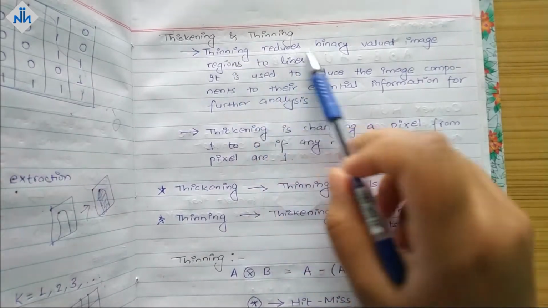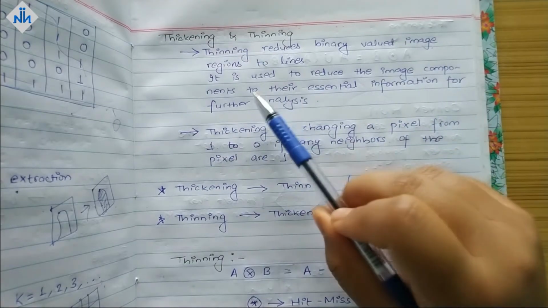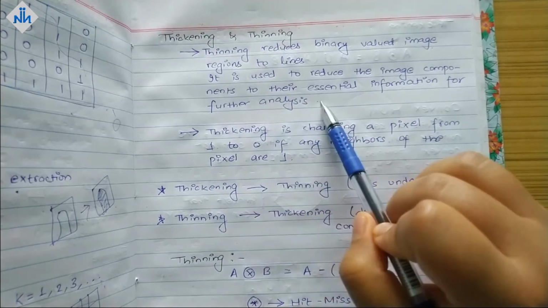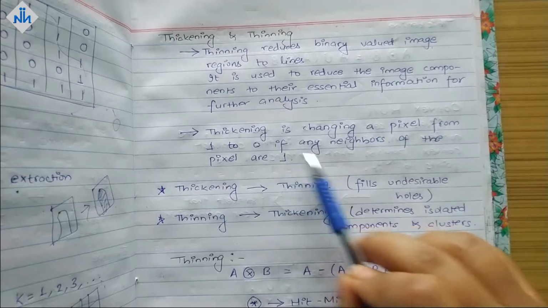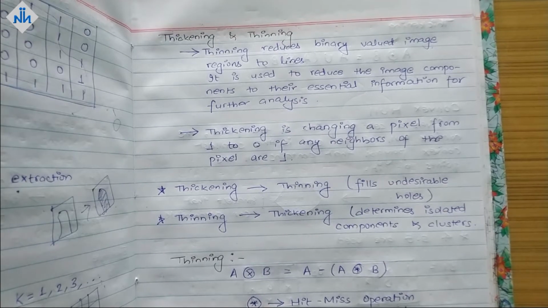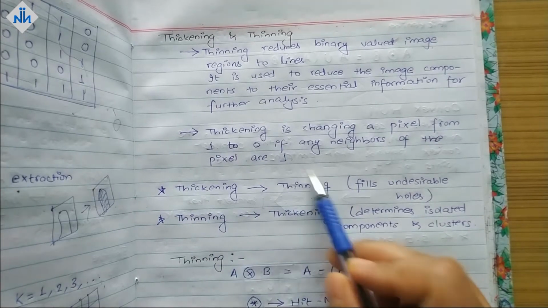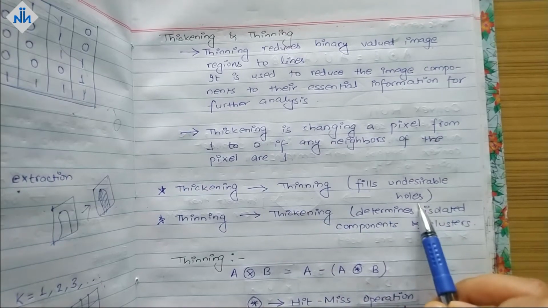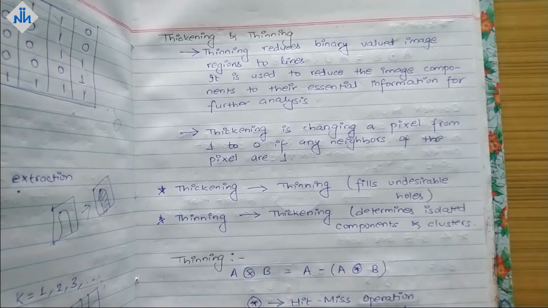Now let's talk about thickening and thinning. Thinning reduces the binary valued image regions to lines. It is used to reduce the image components to their essential information for further analysis. Thickening is changing a pixel from 0 to 1 if any neighbors of the pixel are 1. So thinning and thickening are very self-explanatory. Thinning just means to thin the image, and thickening means to thicken the image. Thickening and then applying thinning fills undesirable holes, and thinning and then thickening determines isolated components and clusters.